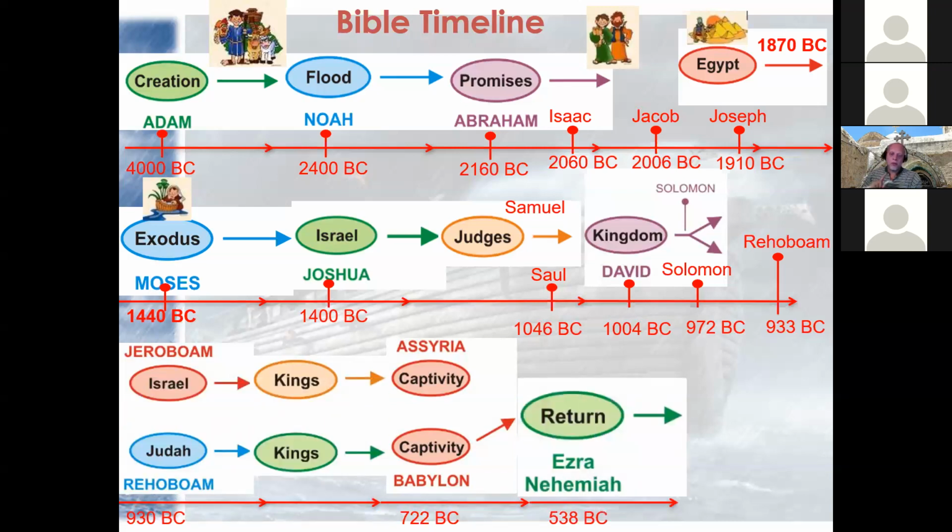70 years later, only 70 years later, King Cyrus allowed the Jews to return back to Jerusalem. These were the Jews from Judah. Okay, so the Jews from Judah, which is the southern kingdom, 70 years later, they began to return to Jerusalem. What happened to the Jews that were taken to Assyria? They never returned.